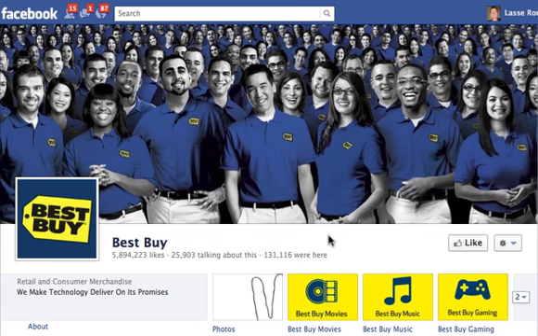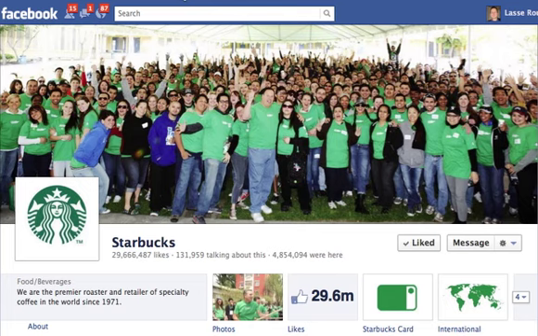Also, what Best Buy is doing great is that these app images are yellow, so people always see them, and that makes you want to click on them. On the new timeline, there are always photos, the same for everybody, and then everybody can customize these three app images, and if you click here, there's even more. Let's move on and check Starbucks.